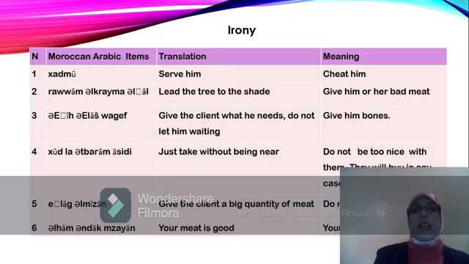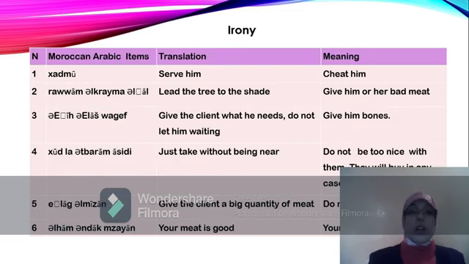Next is about using irony as part of the secret language. From the Moroccan Arabic items, Hadmu, that's the translation, serve him or help him. Well, this is a positive meaning. However, the exact meaning is cheat him. So here we maybe have two butchers talking about a client. Serve him doesn't mean exactly serve him in an appropriate way, but cheat him. Do not give him good meat, for example.